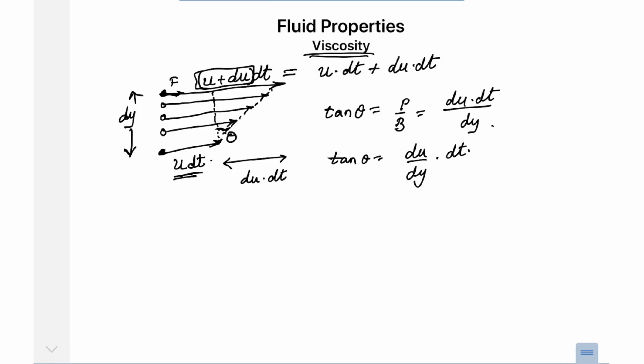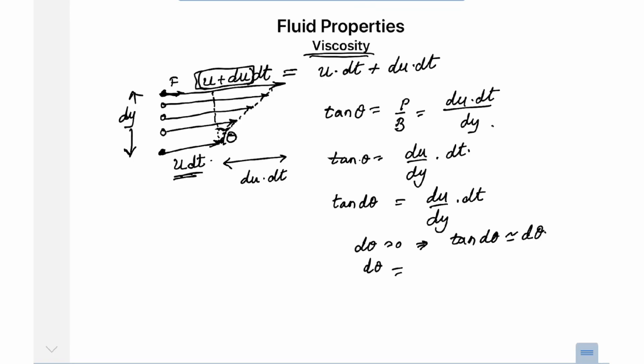Suppose the value of this theta is very small, and that is d theta. So tan theta will become tan d theta, and that will be equal to du by dy into dt. If the value of d theta is very small, the value of tan d theta will be approximately equal to d theta. That means d theta will be equal to du by dy into dt. Moving this dt here, d theta by dt will be equal to du by dy.